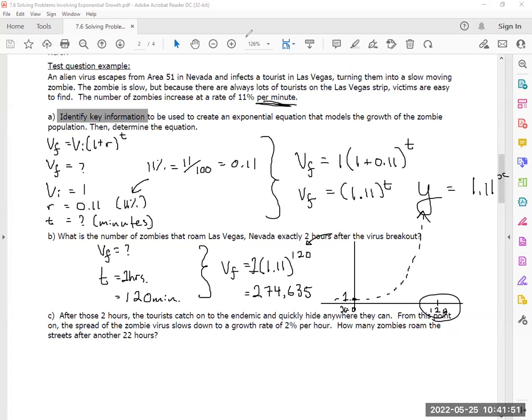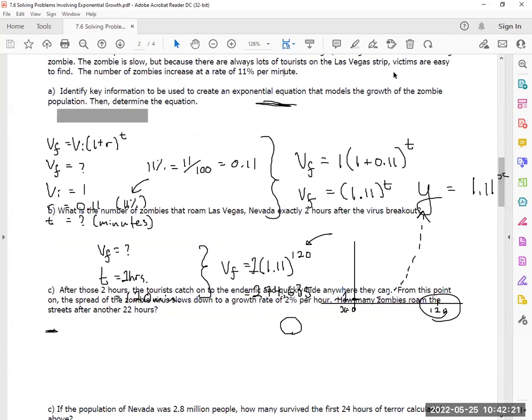And here's a tricky question, you've got to really think about it. If you haven't been following, I need you to think about this. After 2 hours, the tourists catch on and quickly hide anywhere they can. From this point on, the spread of the zombie slows down to 2% per hour. How many zombies roam the streets after another 22 hours?